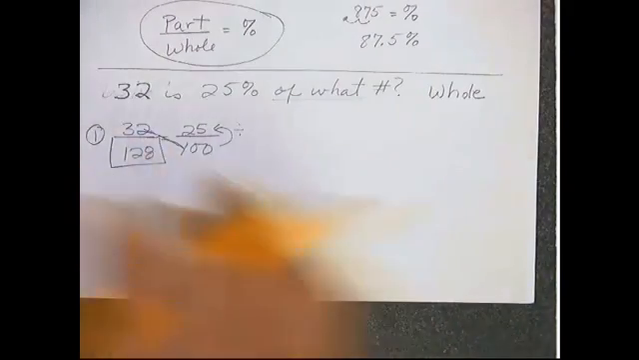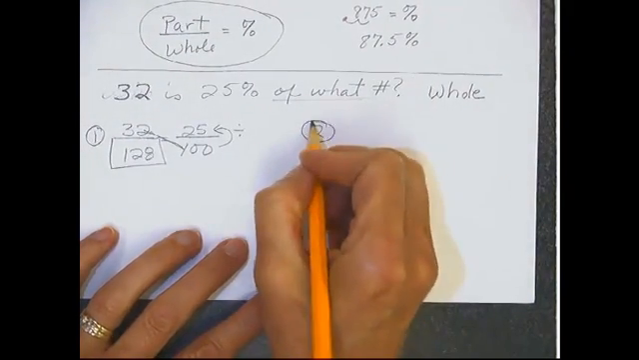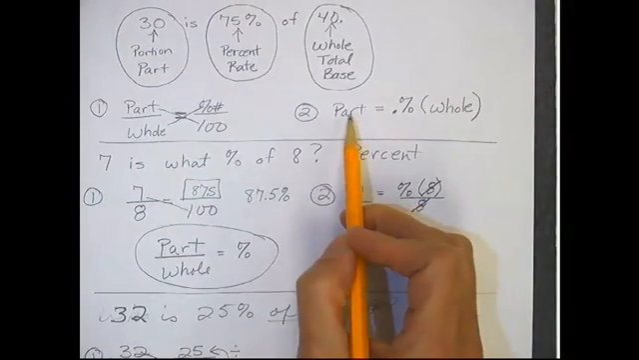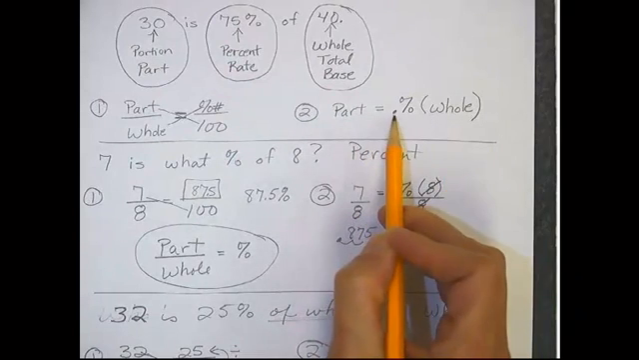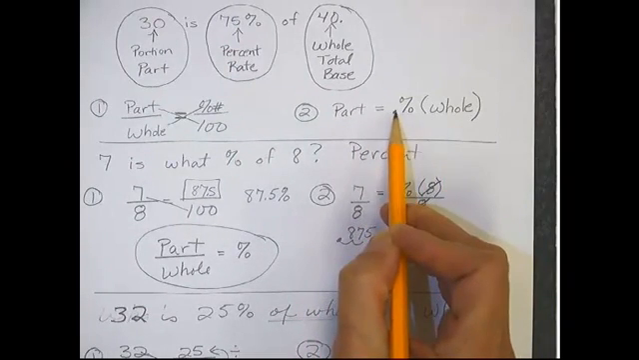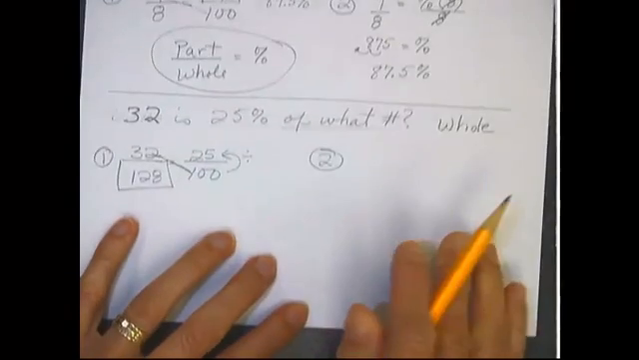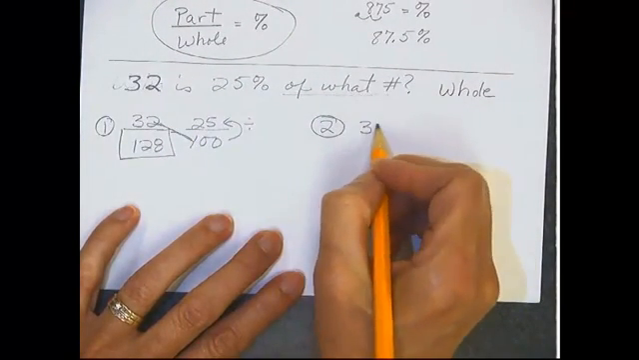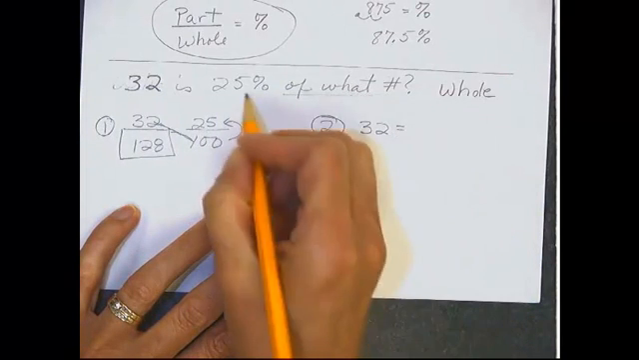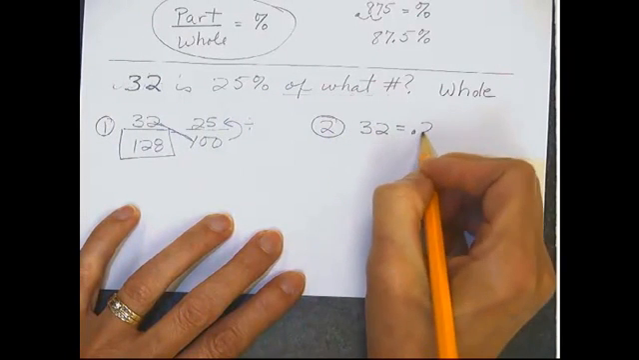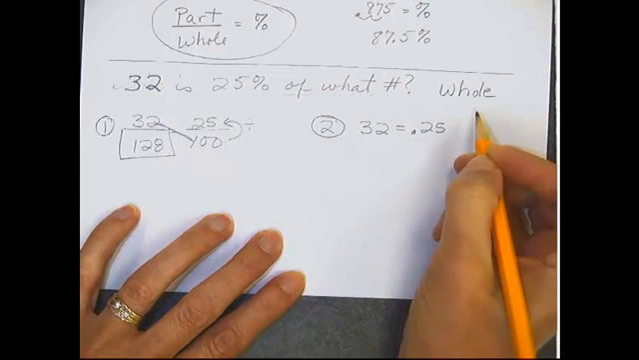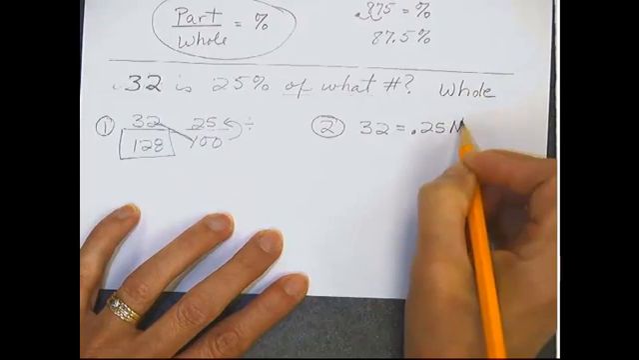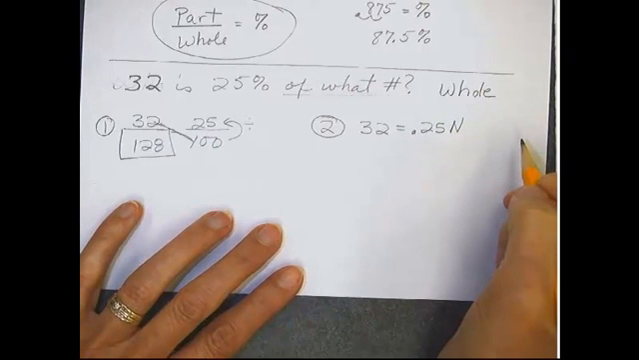Okay, the other method, which I'm promoting here, is the formula method, well, the equation method, where you're plugging into this equation. Part is equal to our percent written as a decimal times the whole. So in this case, I have 32 is, so 32 is equal to 25% written as a decimal, which would be 0.25, times our whole. And I don't know what the whole is, so I'm just going to write n as a variable representing our unknown whole.